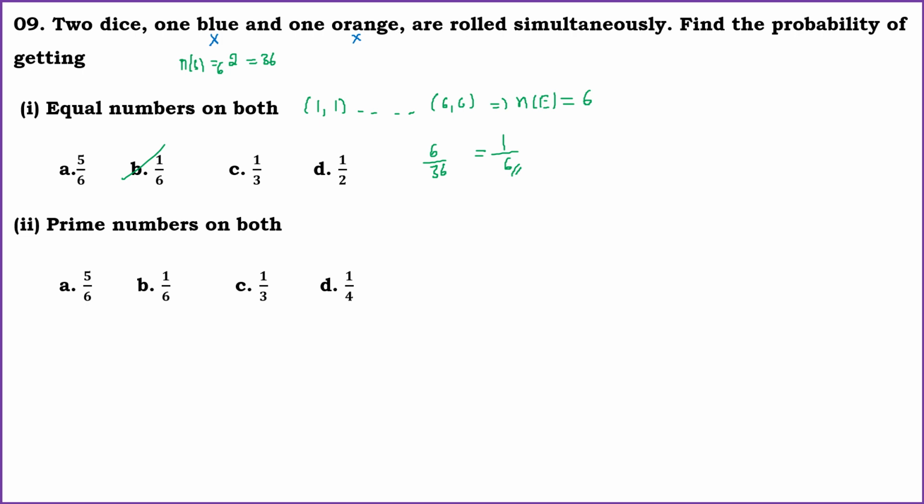Next one, prime numbers on both. We have to take prime numbers on both. For example, I'll write the combinations. 2 on the first die, 3 on the second die. 2 on the first die, 2 on the second die. 2 on the first die, 5 on the second die. Next one, 3 on the first die, 3 on the second die. 3 on the first die, 5 on the second die.